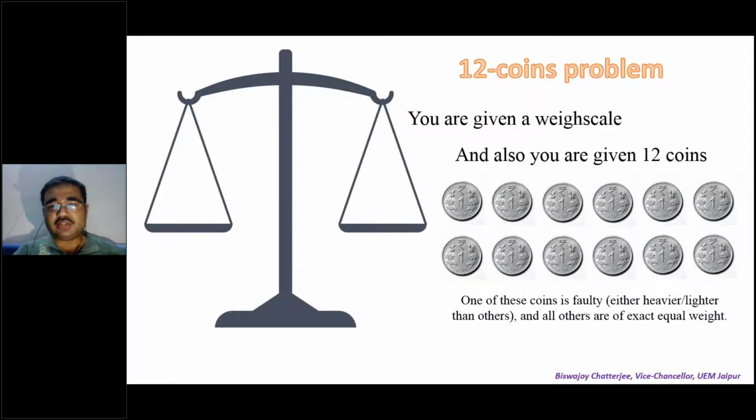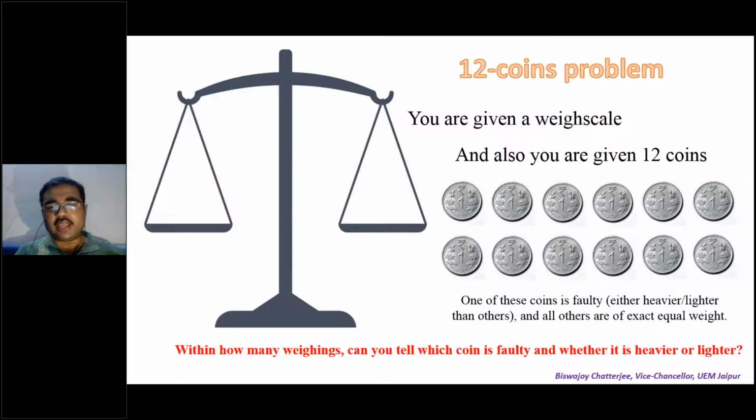So what is the challenge? How many weighings will you need to tell which coin is faulty and whether it is heavier or lighter? 12 coins are there. You will have to tell me which coin out of these 12 is heavier or lighter, all other 11 being equal in weight. How many weighings will you need to tell which coin it is and whether it is heavier or lighter?